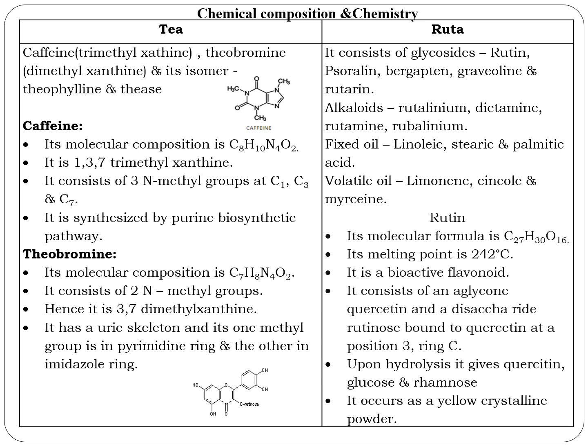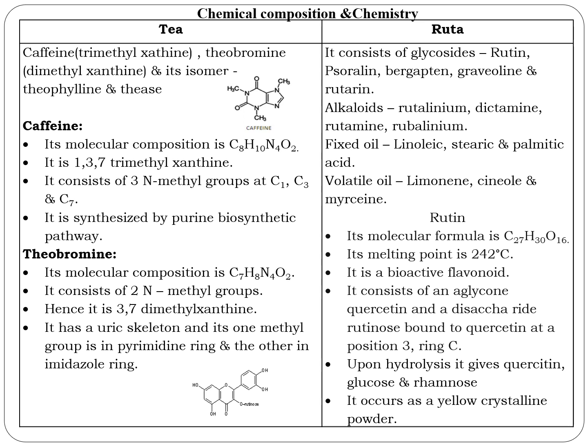Let us see about the chemistry of ruta. It consists of glycosides rutin, psoralen, bergapten, graveolin and rutarin. It also comprises alkaloids in very small amounts: rutalinium, dictamnine, rutamine, rubalinium. It also consists of small amounts of fixed oil: linoleic, stearic and palmitic acid. It comprises limonene, cineole and myrcene as volatile oil components.